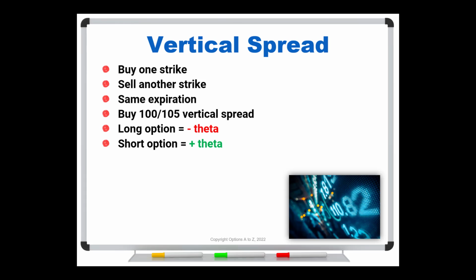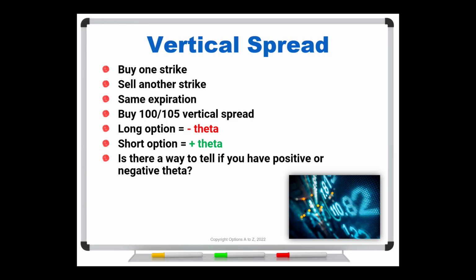So look at this spread. If we buy the 100 strike and sell the 105 strike, both of these being calls, do you have positive or negative theta? Well, it's a little hard to tell because you have one long option and you have one short option. And depending on where that stock is, one of those strikes is going to carry more weight. And that means that that vertical spread could flip from positive theta to negative theta or vice versa. So once again, the thing that we're trying to figure out, is there a way to tell if you have positive or negative theta without looking at your broker's platform?